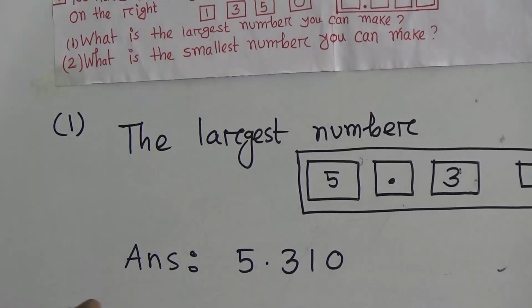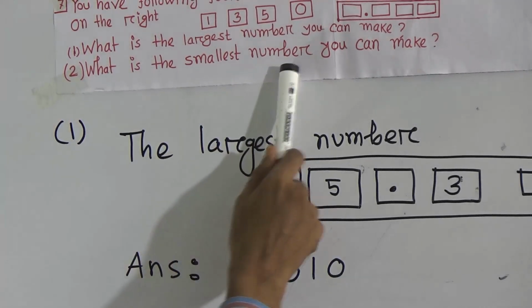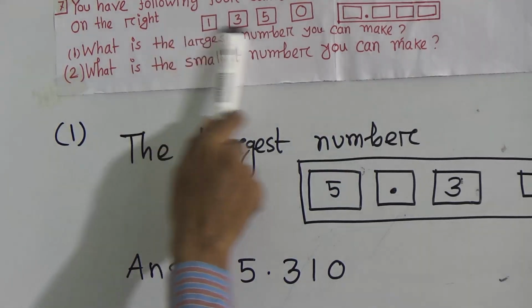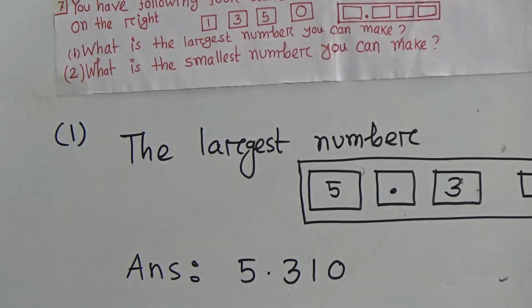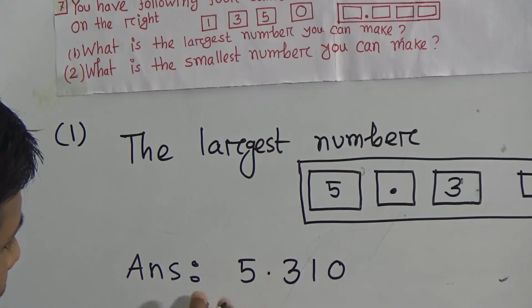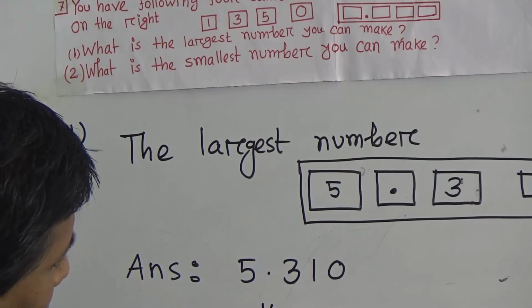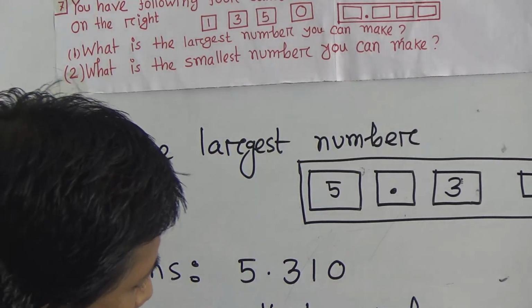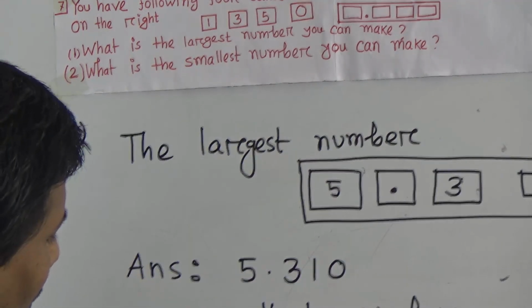Now you see question number 2. What is the smallest number you can make? You have to use here also the 4 cards and this format. Okay, now right here the smallest number, right? Now you have to make a format, draw like this way.